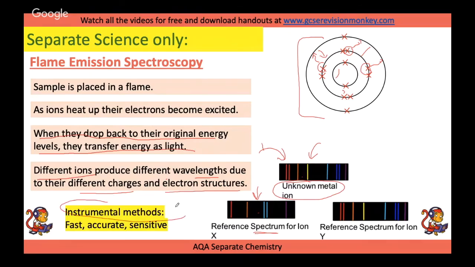Instrumental methods, that just means using machines. 3 marks. They are faster, more accurate, and more sensitive than non-instrumental methods. So if you're looking at flame emission spectroscopy, these are faster, more accurate, and more sensitive than doing flame tests alone.